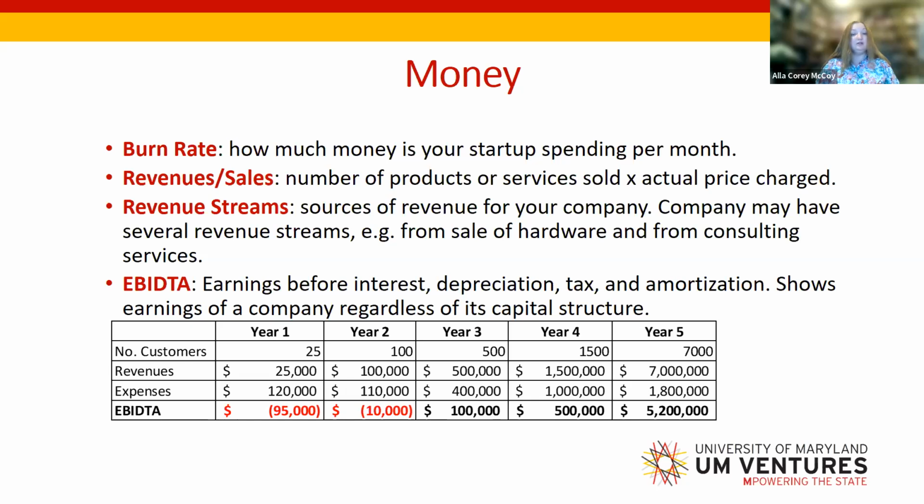EBITDA is actually an accounting term, but it stands for earnings before interest, depreciation, tax, and amortization. Any potential investors like to see this EBITDA table because it's a very simple table that shows earnings of a company regardless of its capital structure. Very early in company financing, or even further down, there might be debt, there might be equity. The company's operations could be financed in different ways, but this basically removes the capital structure considerations and shows, are you actually going to be making money and how much?